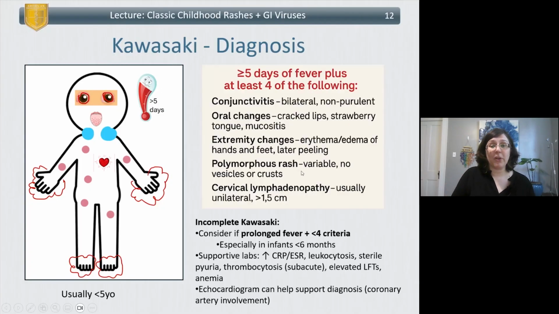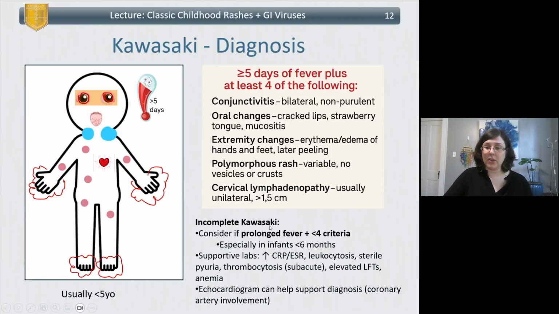And then a polymorphous rash. This can be variable. It can look like almost anything, but usually it's not going to be vesicles or crusts. And then cervical lymphadenopathy. That's usually unilateral and usually greater than 1.5 centimeters. So conjunctivitis, oral changes, extremity changes, polymorphous rash, cervical lymphadenopathy. These are the classic symptoms for a Kawasaki diagnosis.